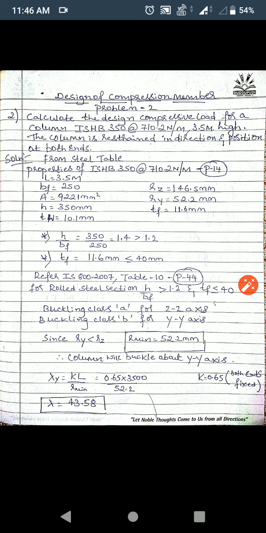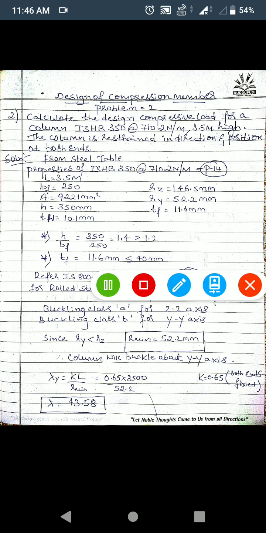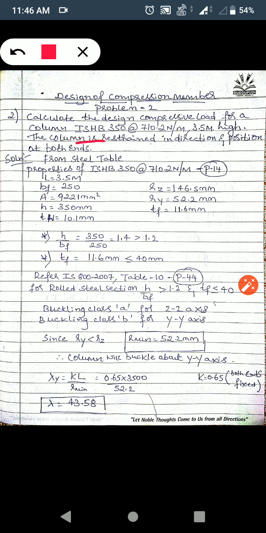Next thing is to calculate the slenderness ratio, KL by r minimum. K is nothing but the end conditions. In data it is given that both ends are fixed. The column is restrained in direction and position at both ends. So the meaning is both ends are restrained. So the effective length factor when both ends are restrained is 0.65. So substitute K as 0.65, length of member as 3.5 meters and r minimum as 52.2. The slenderness ratio lambda we got is 43.58.